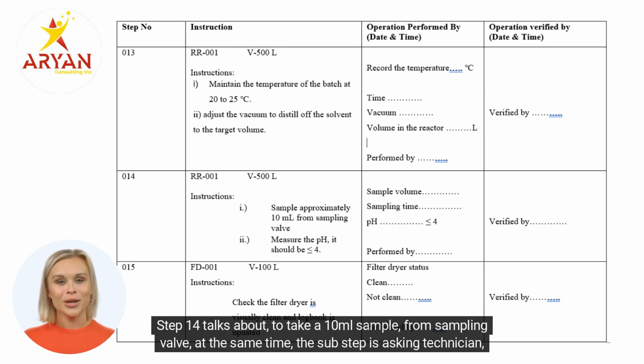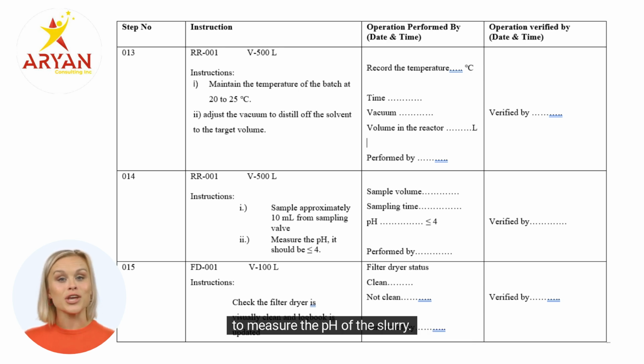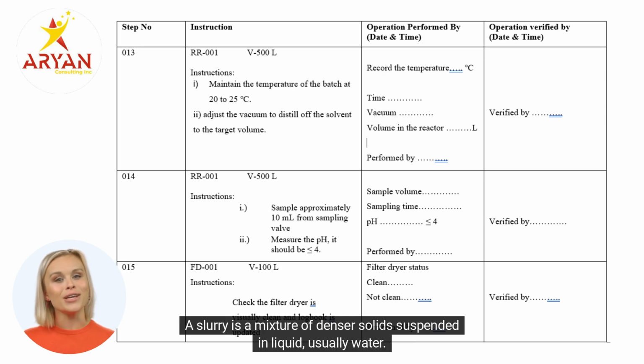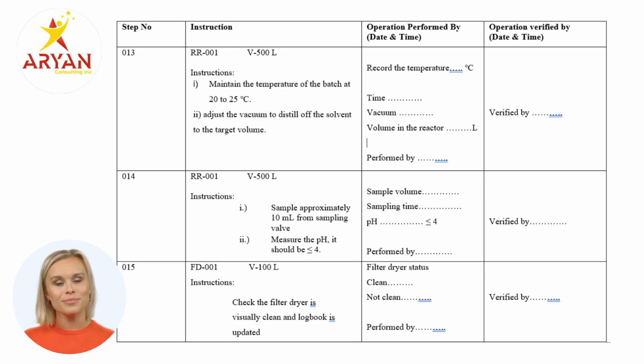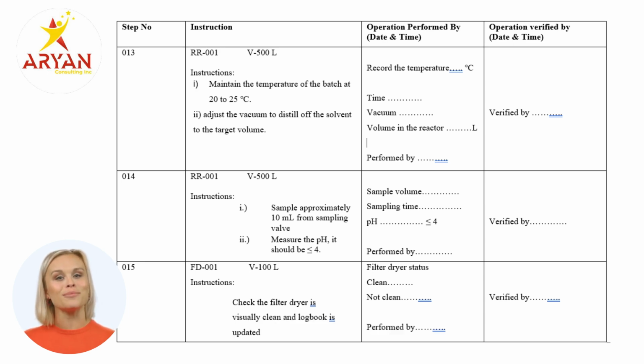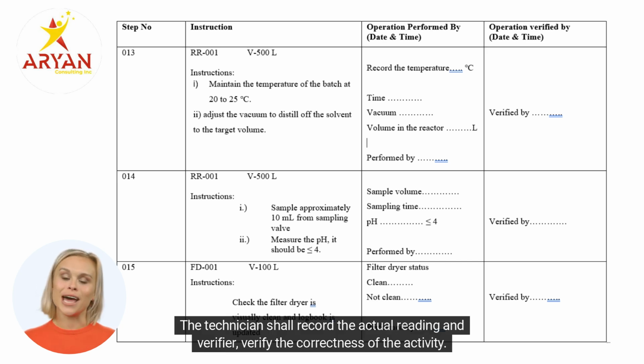The sub-step is asking technician to measure the pH of the slurry. Slurry is nothing but a mixture of insoluble matter suspended in the solution. A slurry is a mixture of denser solids suspended in liquid, usually water. And the step instructs that pH should be less than or equal to 4. The technician shall record the actual reading, and the verifier verifies the correctness of the activity.